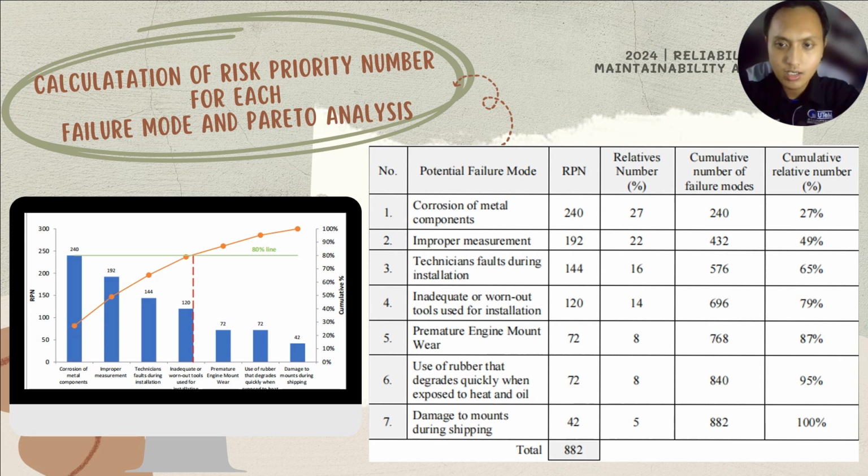As you can see on the left side, there is the Pareto analysis that we have created. The y-axis is the RPN and the x-axis represents the failure modes. From the 80% line, you can see that there are 4 components or elements that we must focus on based on our potential failure modes. But this will be presented by my team member on the next slide. I think that's all from me. Thank you very much.